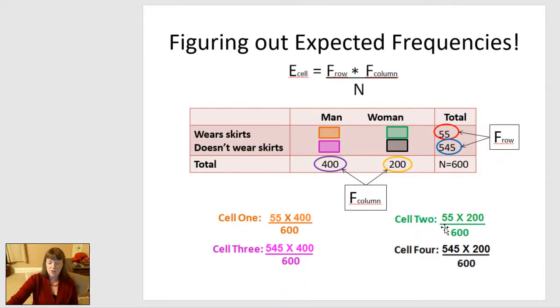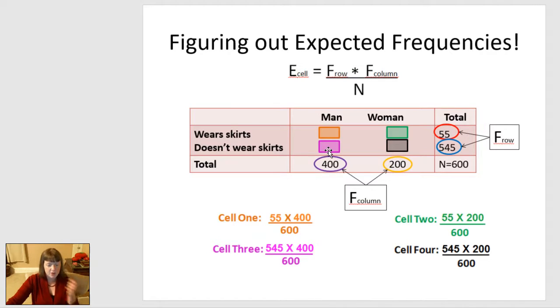I do the same thing for my women who wear skirts. I take the total number of people who wear skirts, 55, times the total number of women. I take 200 times 55, and I divide by 600 because that's how many women there should be wearing skirts if gender and skirt wearing have nothing to do with each other. Notice that 55 is small, 200 is small, so this is going to end up with the smallest number because that's what you should see. Fewer women in the room, less skirt wearing in the room. Even if women and skirt wearing are completely independent, this should be my smallest group.